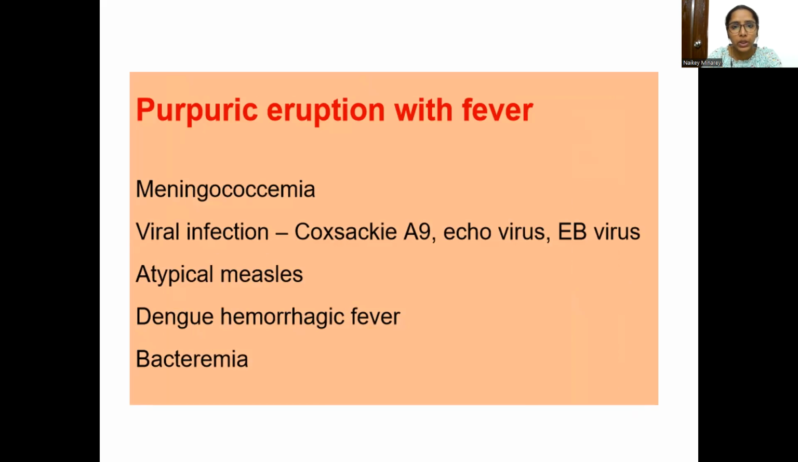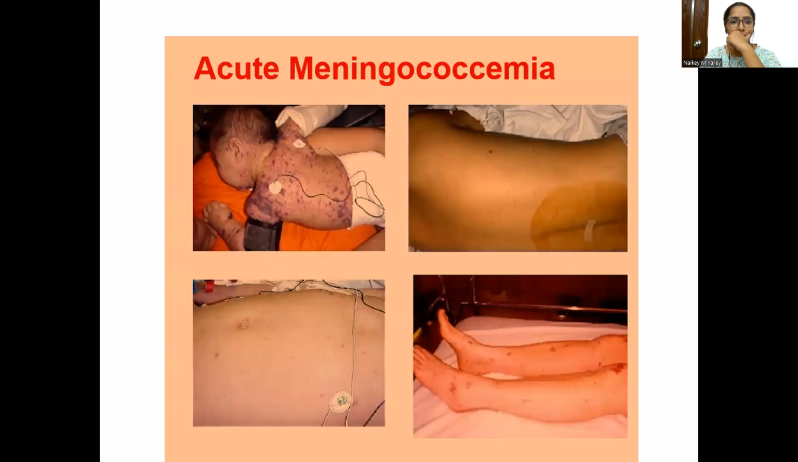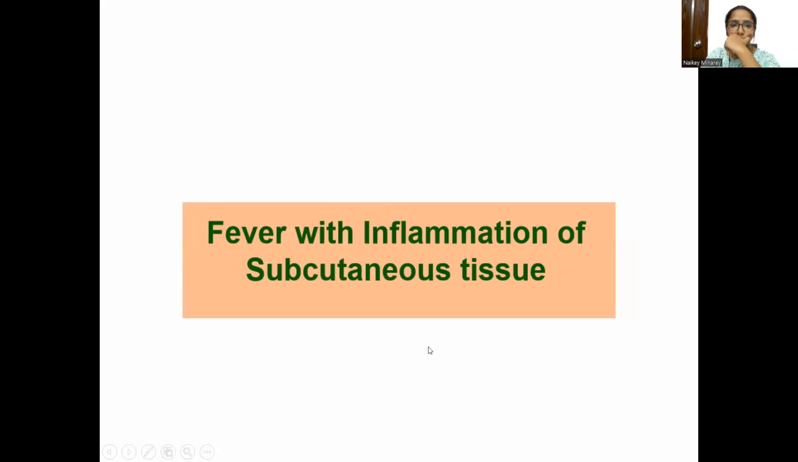Now coming to purpuric eruption with fever. It can be due to meningococcemia, viral infections like Coxsackie A9, echovirus, Epstein-Barr virus, atypical measles, dengue, hemorrhagic fever, and bacteremia. This is a presentation of acute meningococcemia, which is not so uncommon. You can see large ecchymotic rashes here.